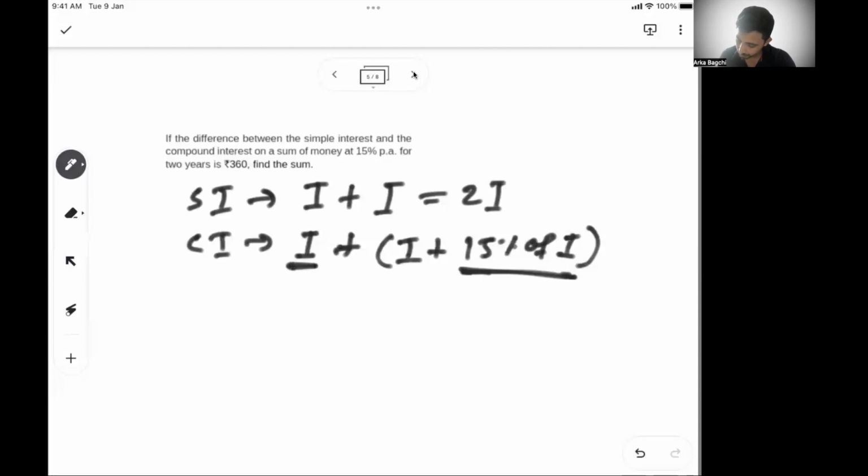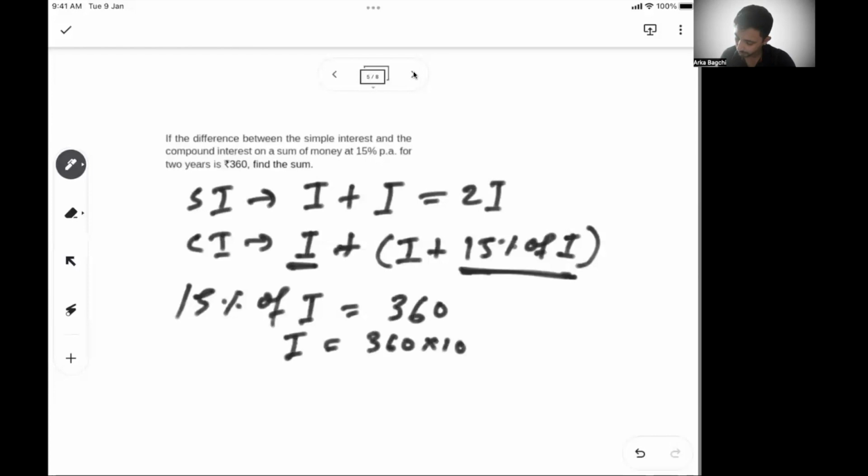So can I say 15% of first year interest is 360, because that's what is creating the difference, right? So can I say I is 360 into 100 by 15? So this is 2400. Your interest is 2400, right? So if your interest is 2400, then find the sum.